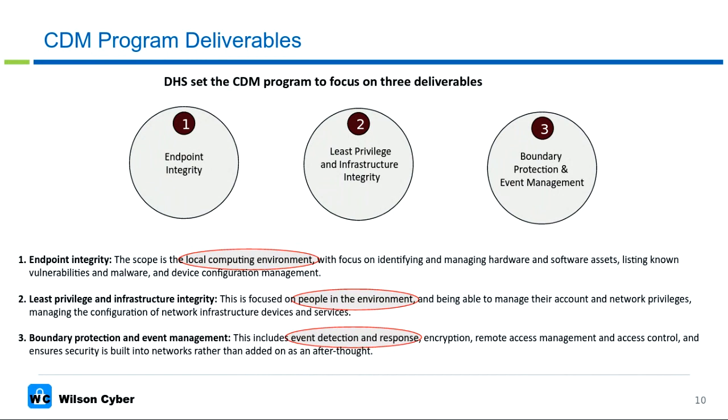And finally, three is boundary protection. Event management includes the event detection and response, encryption, remote access management, access control, and ensures security is built into networks rather than added on as an afterthought.